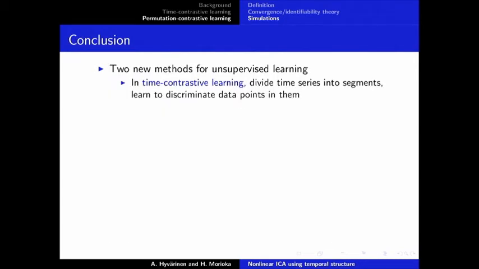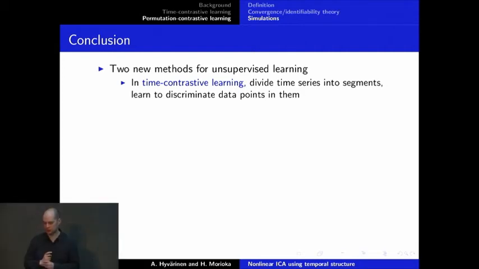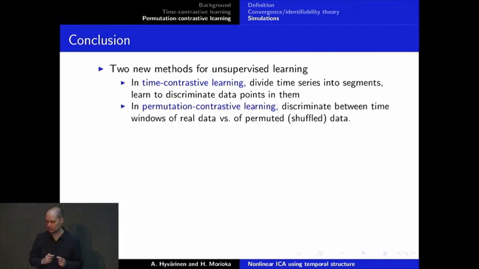So we have basically here proposed two new methods for unsupervised learning. The first one was time contrastive learning, where the idea is that we divide a multidimensional time series into segments, and then learn to discriminate data points, basically telling which segment each data point comes from. And then permutation contrastive learning, where we discriminate between time windows of real data, maybe very short time windows of real data, versus time windows where the time structure has been completely destroyed by shuffling.